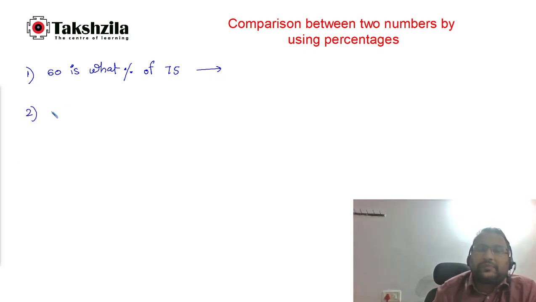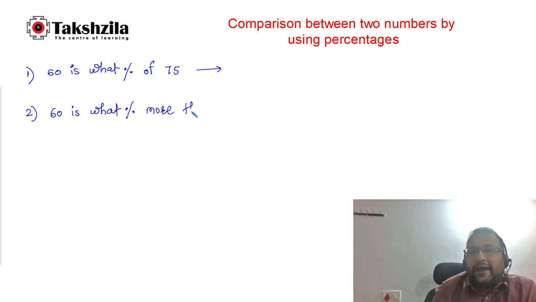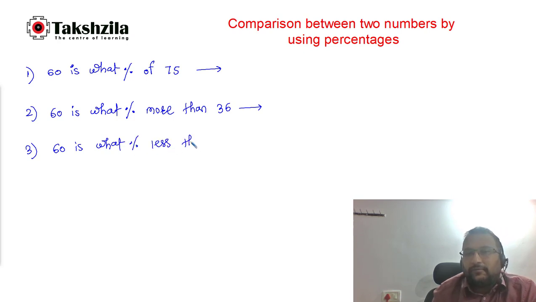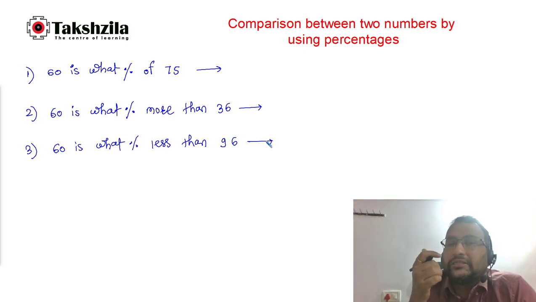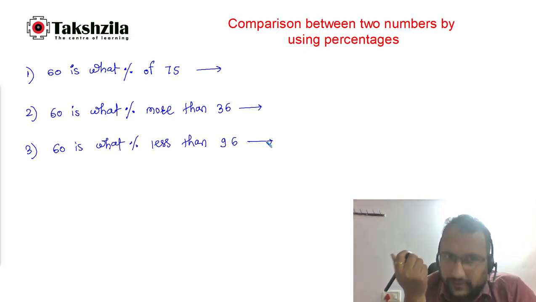Second statement is 60 is what percent more than, let's take 36. And the third statement is, let's say 60 is what percent less than, let me choose a number, let's take 96. So now let's read these three statements carefully and understand their meaning.